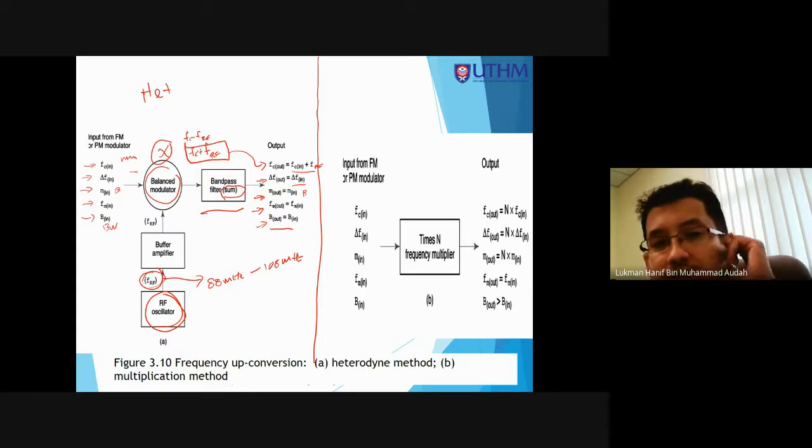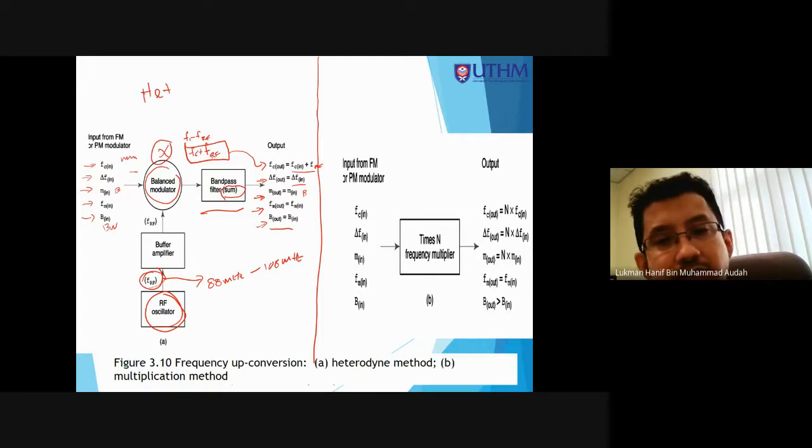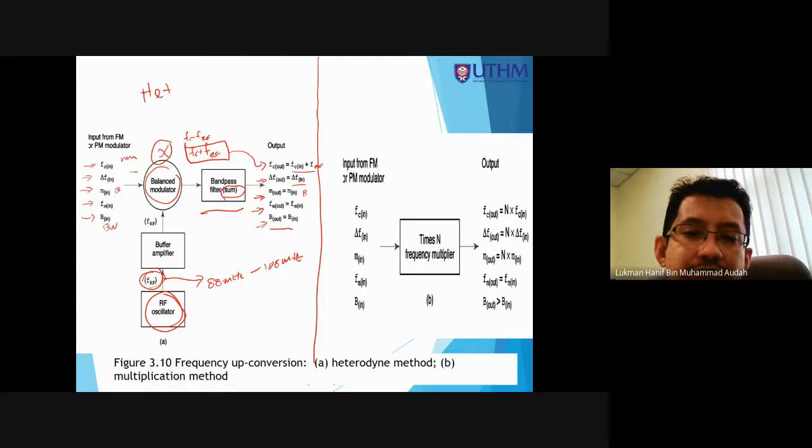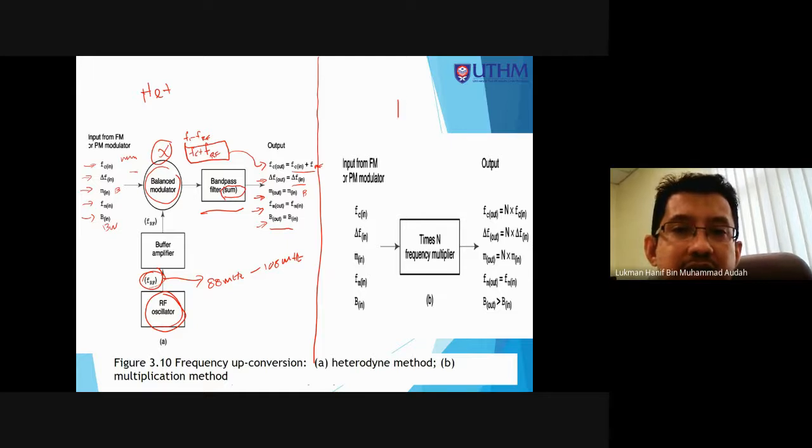Okay. Macam mana pula kalau kita gunakan frekuensi multiplier? Apa yang berlaku? Gambar di sebelah kanan ini adalah frekuensi multiplier.